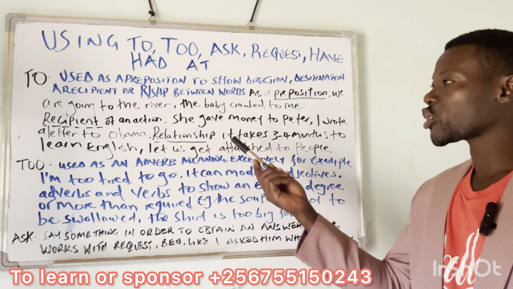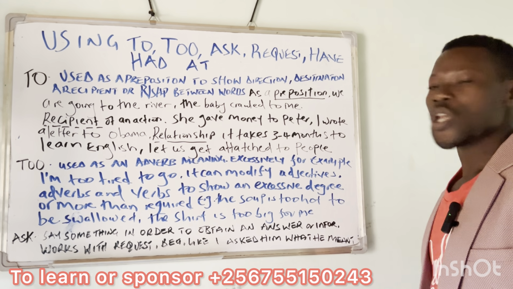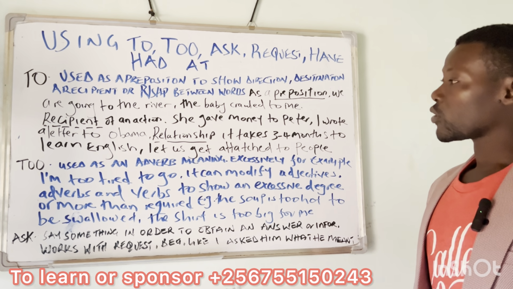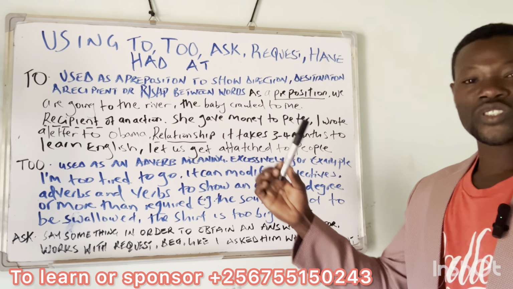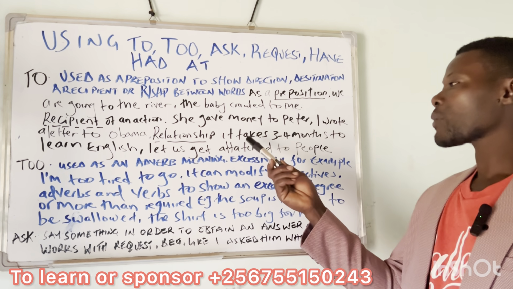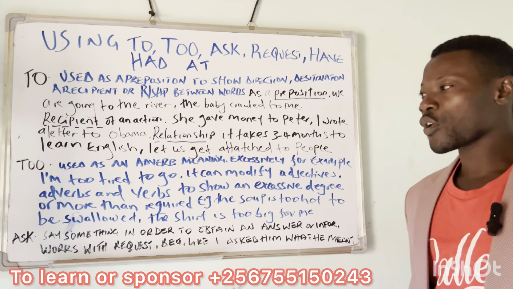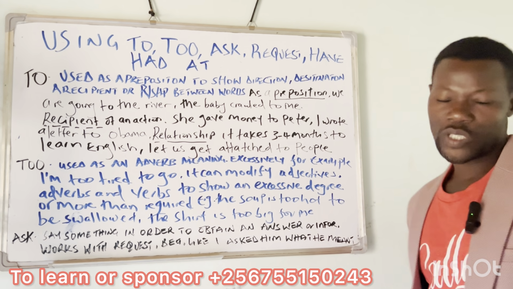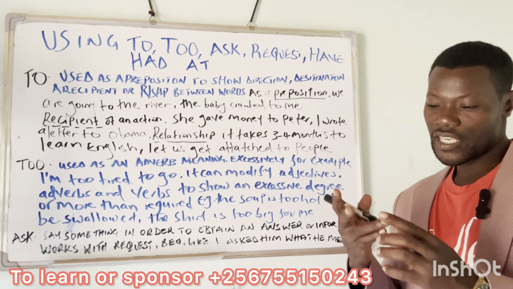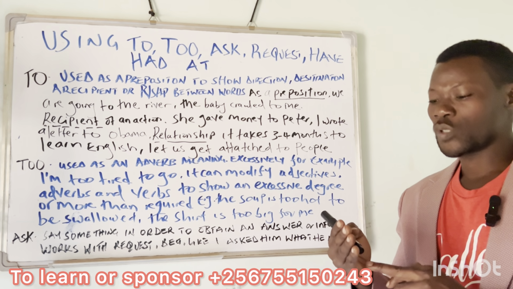third, relationship. We have said to is used for relationship between words. For example, it takes 3 to 4 months to learn English and Luganda. It takes 3 to 4 months to learn Luganda.